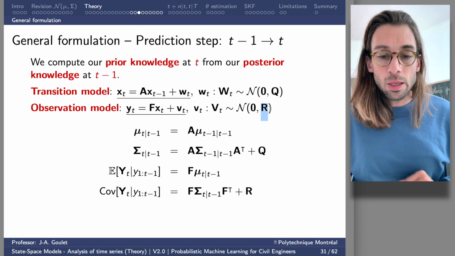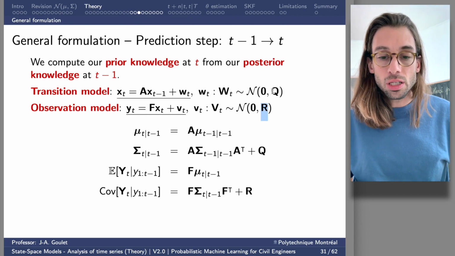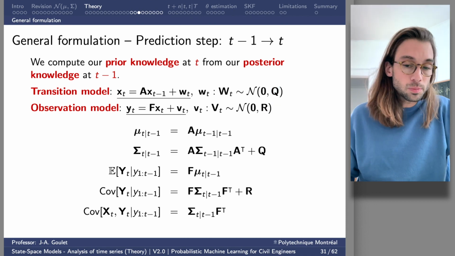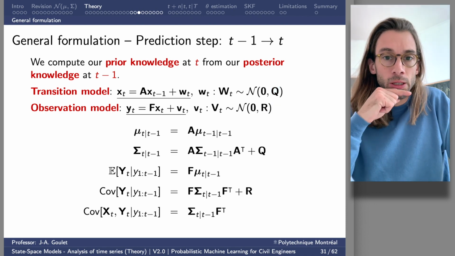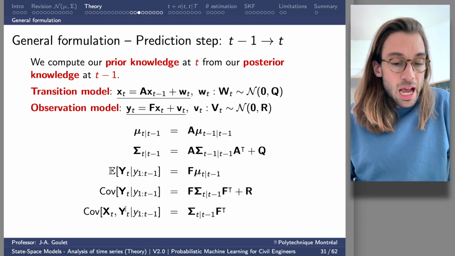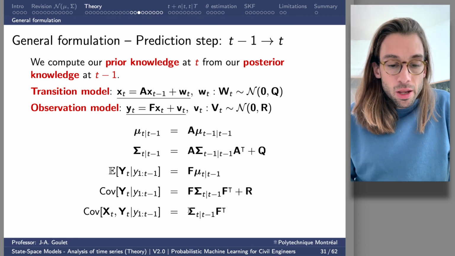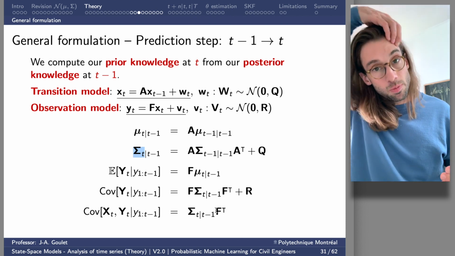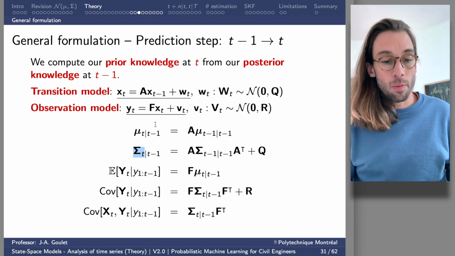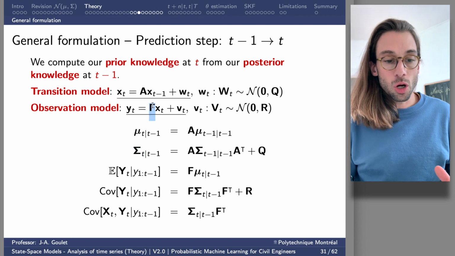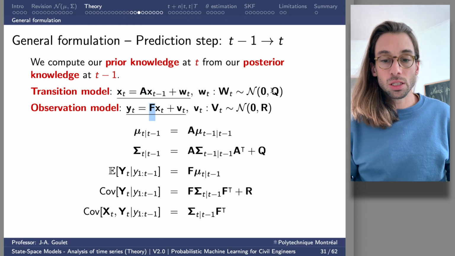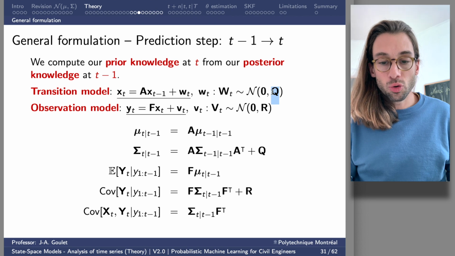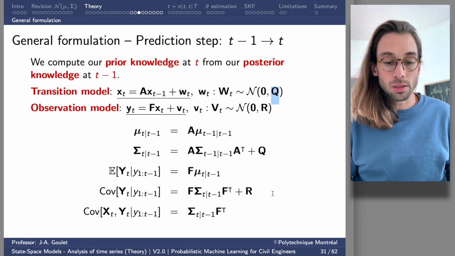So keep in mind, typically R is going to be a diagonal matrix. Most often Q is not. We're going to come back to this later on. Okay, and my cross covariance between X and Y is simply going to be my covariance for xt given all the data up to t minus 1 times F transpose, where F is my observation matrix. So in terms of notation, A is my transition matrix, F is my observation matrix, Q is my transition error covariance, and R is my observation error covariance.